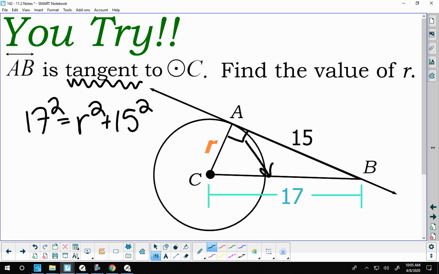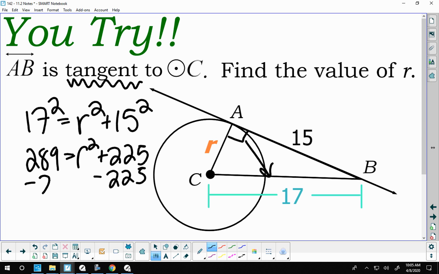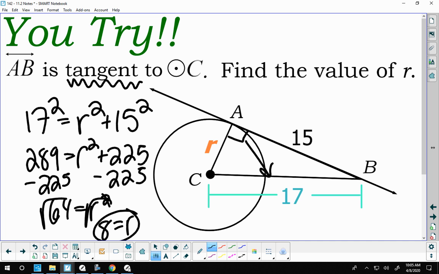So 17 squared is 289. And 15 squared is 225. So we subtract 225 from both sides, and we get 64 equals r squared. Square root both sides, and we get 8 equals r. So again, because of what we just learned in that theorem, we knew that this was a 90-degree angle, which allowed us to use Pythagorean theorem.